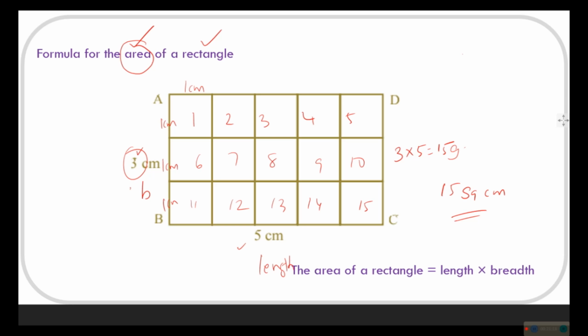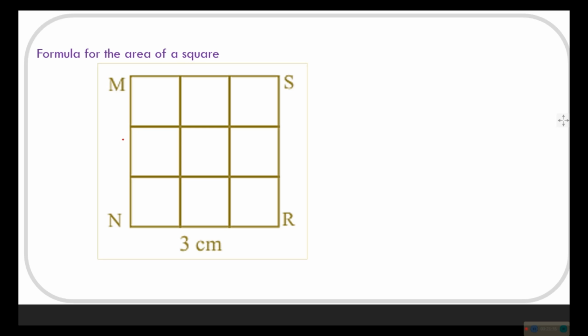This is a method. So what is the method? The area of a rectangle can be calculated by multiplying length with breadth, and we will keep the unit the same. If length is in centimeter, breadth also will be taken in centimeter, and then the answer will be right. The same way you can think about the area of a square. If it is a square like this, it will be 3 centimeter here, here also 3 centimeter. In the case of a square also, we have to develop a formula to find the area. If you think about this, I can count 1, 2, 3, 4, 5, 6, 7, 8, 9. We got it by 3 multiplied by 3.